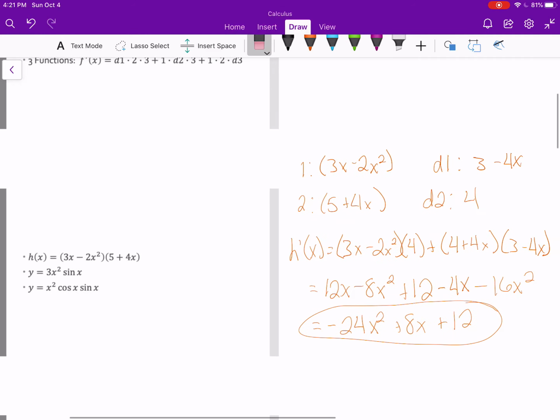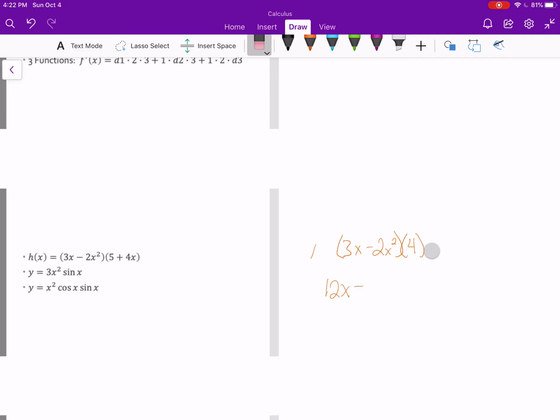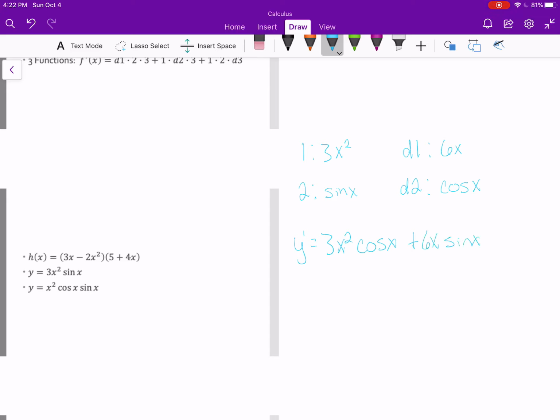All right, let's look at the second one. So the second one, the first function is 3x squared. So d1 is going to be 6x. Our second function is sine of x. And d2, sine goes to cosine of x. So y prime is going to equal 1 d2 plus 2 d1, and I like to put that x out in front. And then we're done. And for that last example, you can try that one on your own using the rule for three functions.